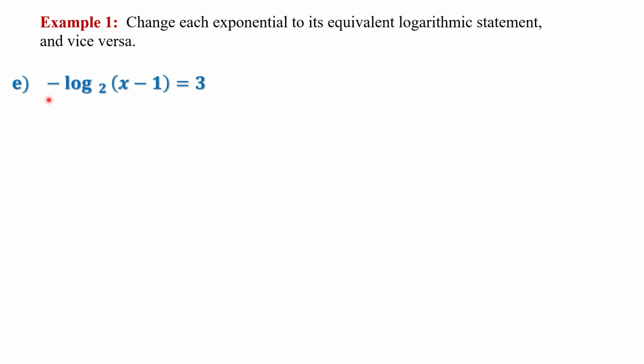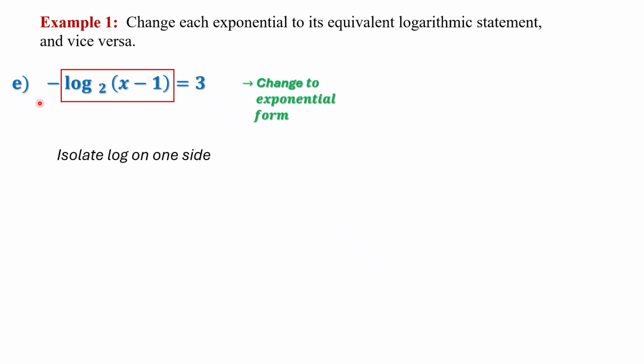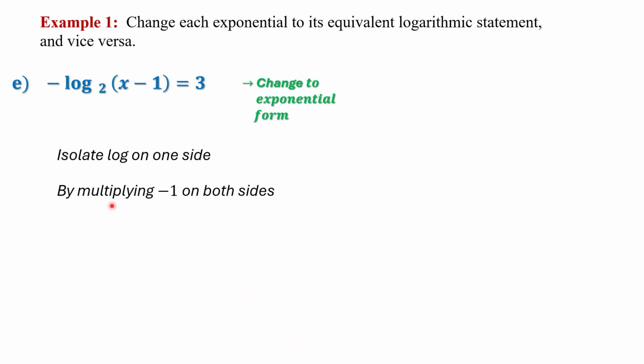The next example is negative log base 2 of x minus 1 is equal to 3. So we're going to change this to exponential form. First, you will notice that this log is multiplied with negative. So first, we have to isolate the log on one side. So what we're going to do is to multiply both sides by negative 1 to make it positive log. So we will get log base 2 of x minus 1 is equal to negative 3. Then, changing this to exponential form, start with the base 2, and then the power is negative 3 is equal to x minus 1. Then check the relationship.